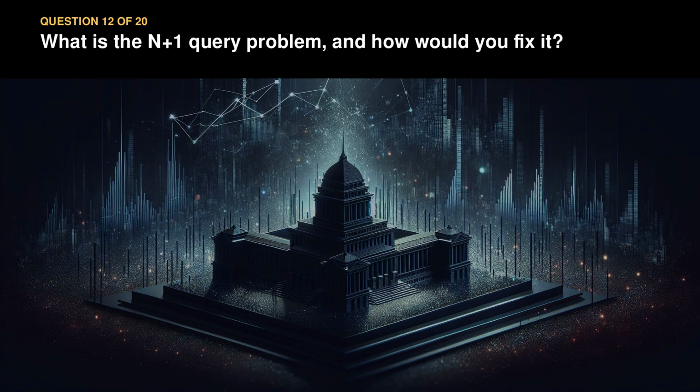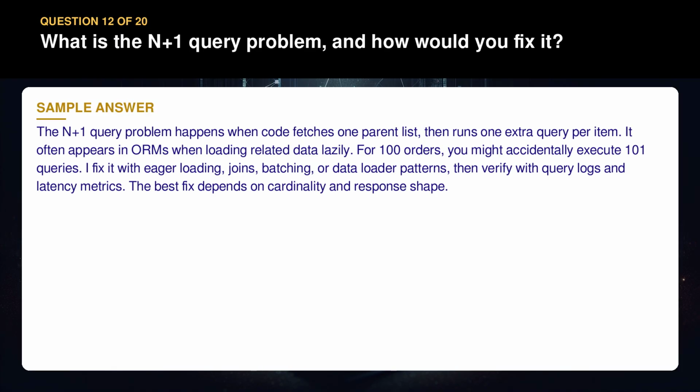Question 12. What is the N+1 query problem, and how would you fix it? The N+1 query problem happens when code fetches one parent list, then runs one extra query per item. It often appears in ORMs when loading related data lazily. For 100 orders, you might accidentally execute 101 queries. I fix it with eager loading, joins, batching, or data loader patterns, then verify with query logs and latency metrics. The best fix depends on cardinality and response shape.